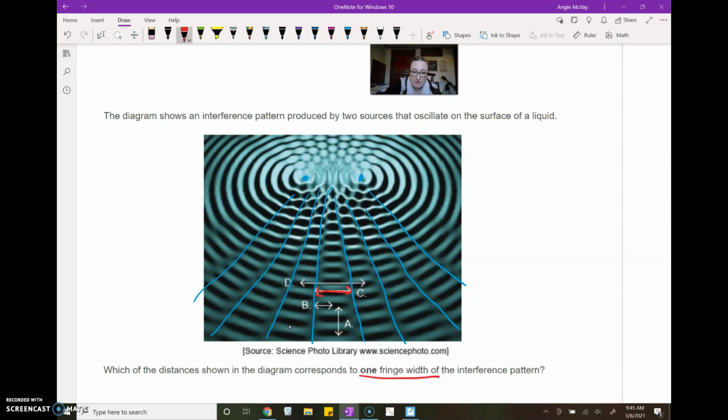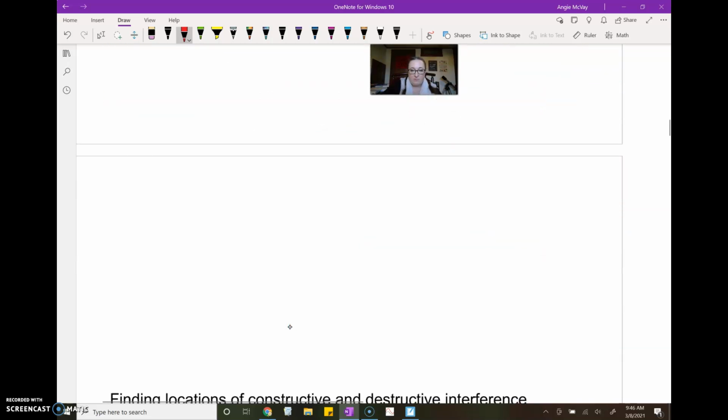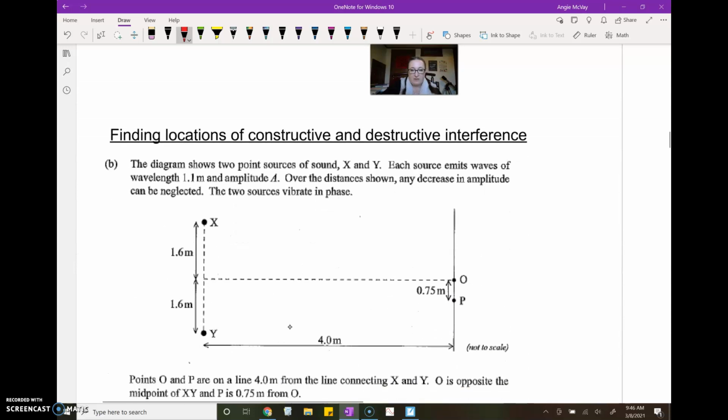One fringe width is the distance from minimum, a minima being a spot with minimum amplitude, one of those regions of destructive interference, to the very next minimum. So we call that a fringe width, from one minimum to the next.